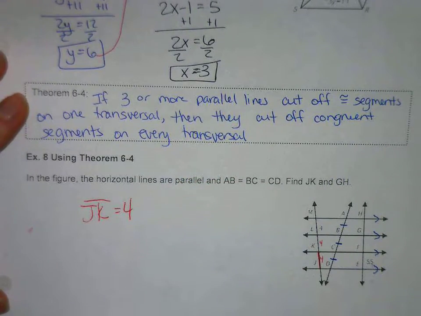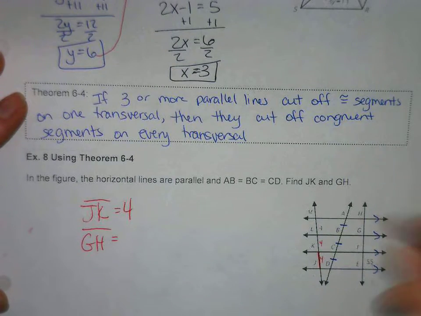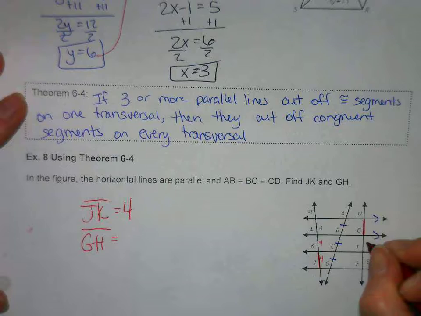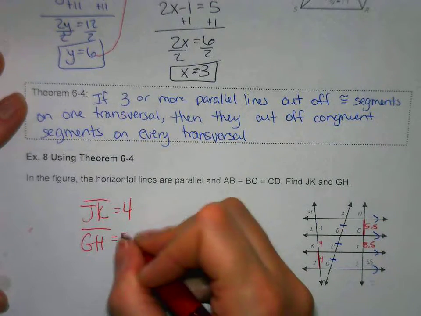So now I want to find the length of GH. GH is right here. I know that from E to F it's 5.5, which means this is 5.5. So that means GH is also 5.5.